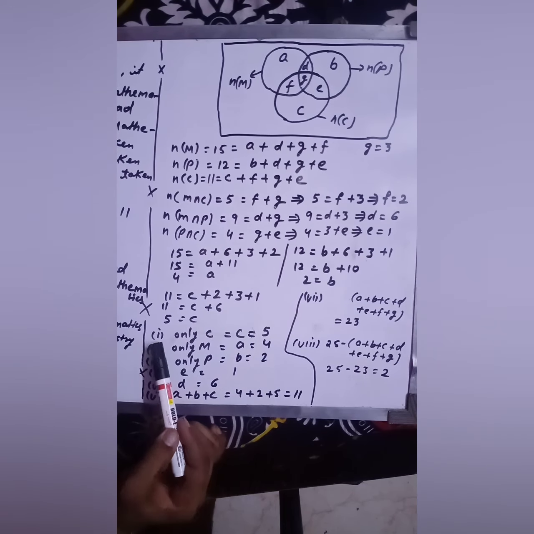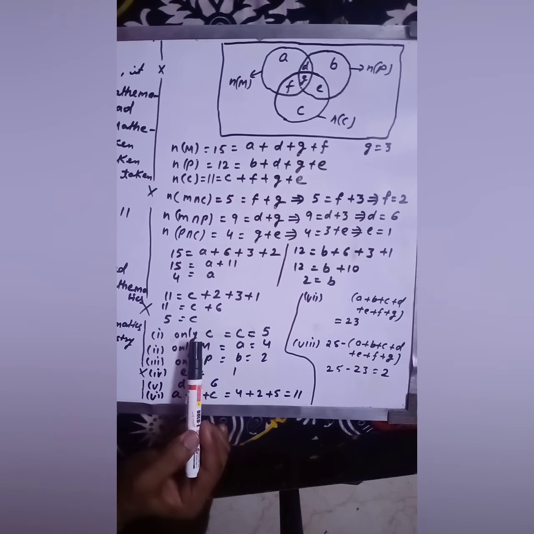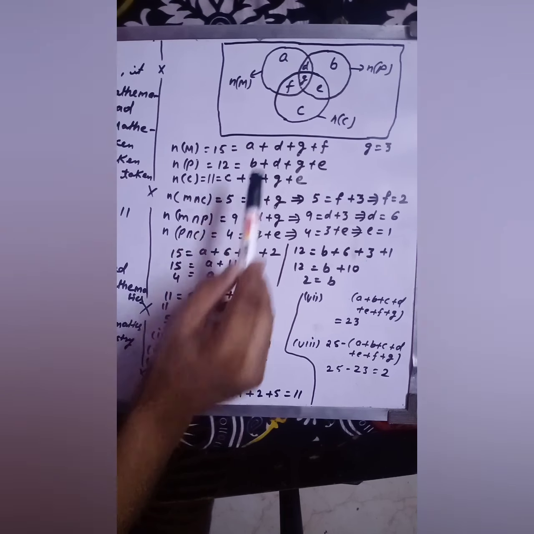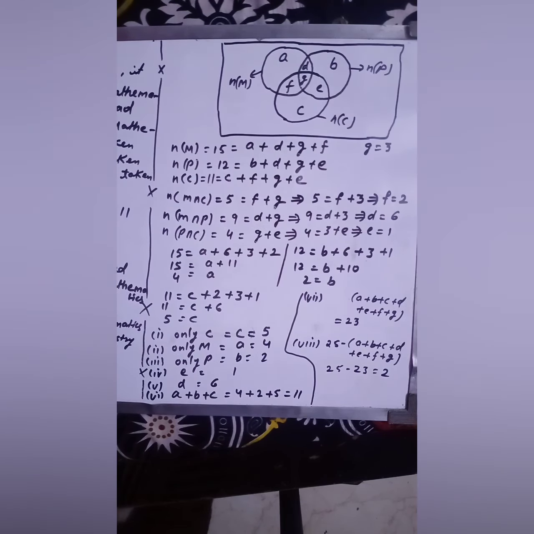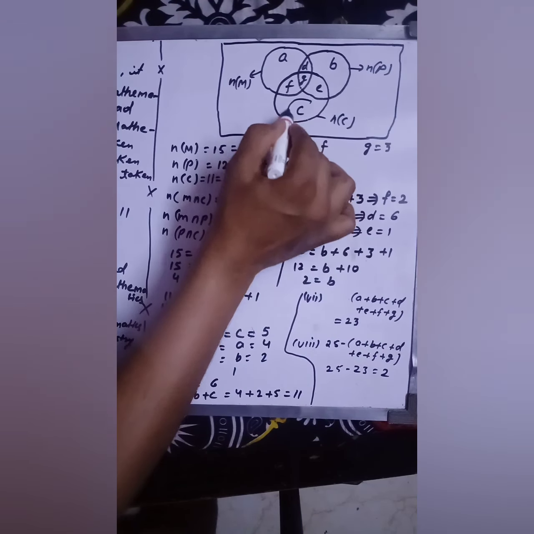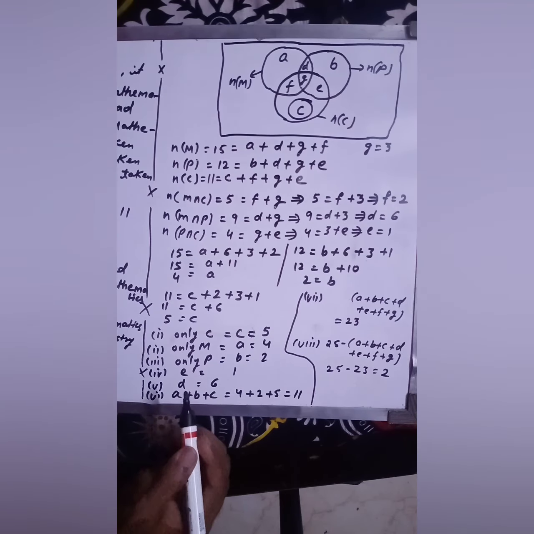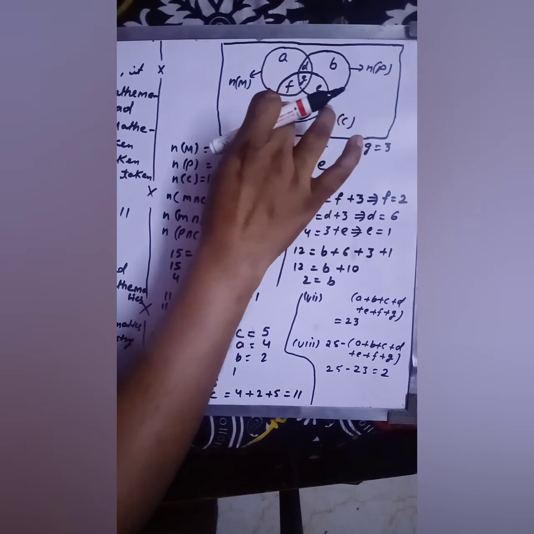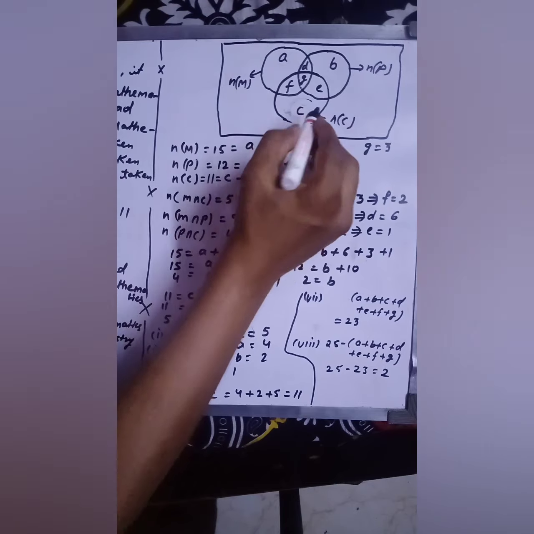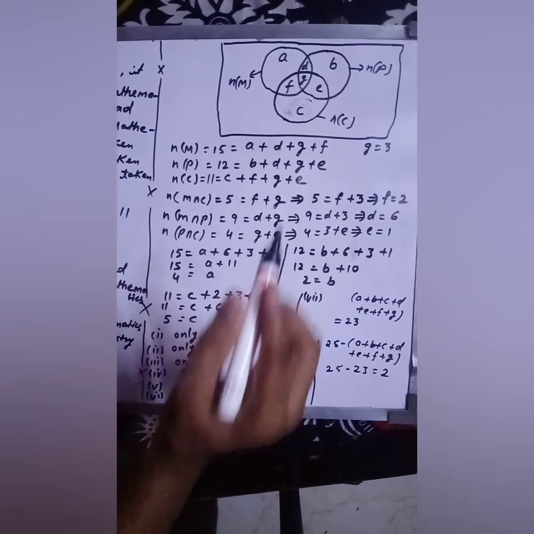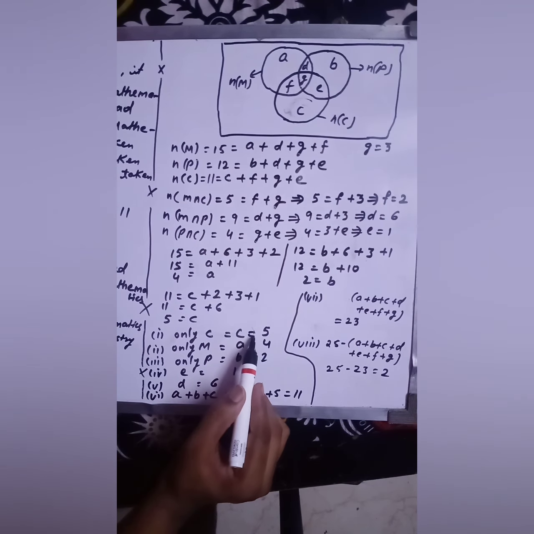Okay, your first part is only chemistry. The first part which you have to solve, we have to find out the number of students who had taken only chemistry. Only chemistry means the students who are studying only chemistry. So this C we have to calculate. C is 5, because here we have a value for C which is 5. So this is the answer of the first part.